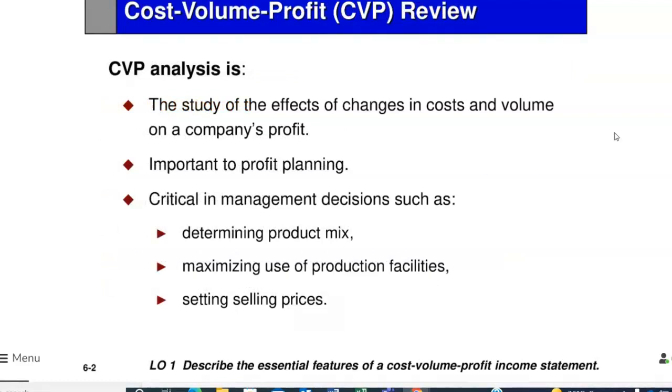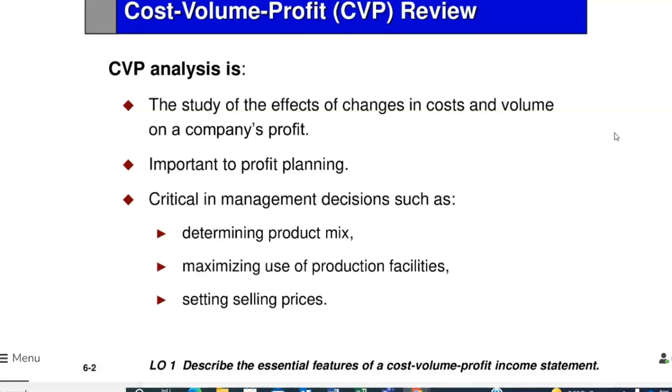Again, cost, volume, profit analysis is a study of the effects of changes in costs as volume changes and the effect those changes have on the company's profit. Of course, this is a very important planning tool for management. Management quite often is predicting, what if I change the price of my product, or increase the product, or reduce the variable costs, or increase fixed costs? What does that do to my profit?